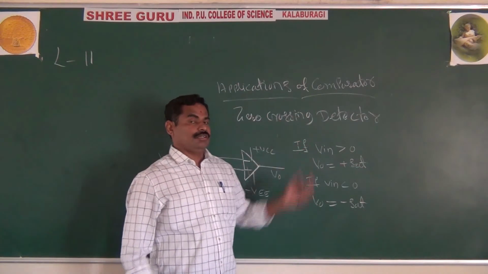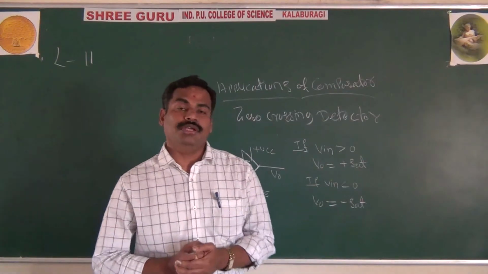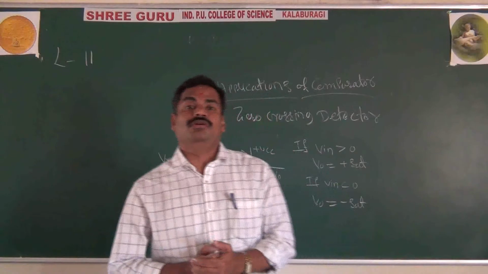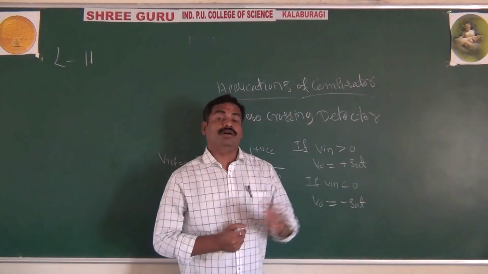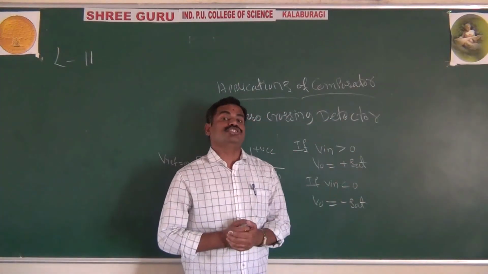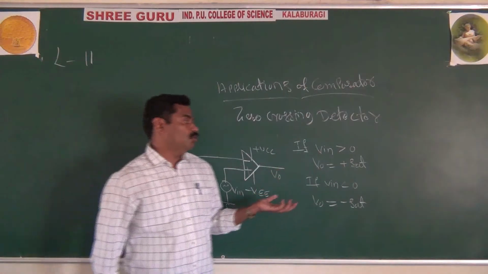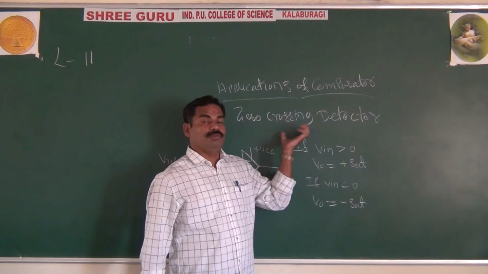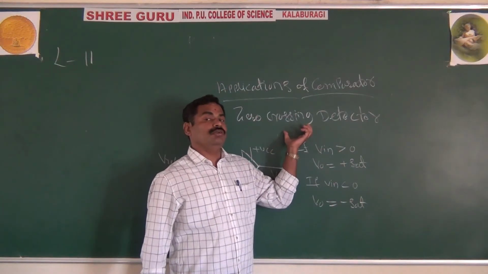In the zero crossing detector, whenever the input voltage crosses 0, the output will change state. It may go to positive saturation or it may go to negative saturation. That is the importance of the zero crossing detector.